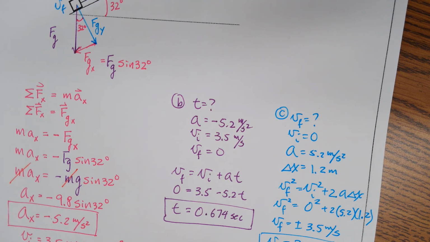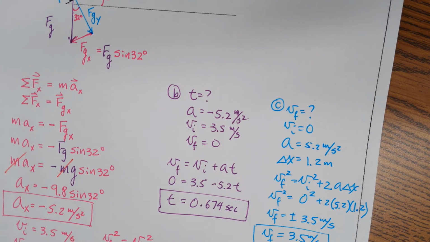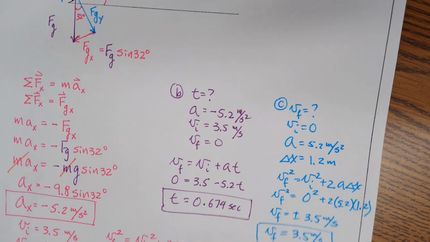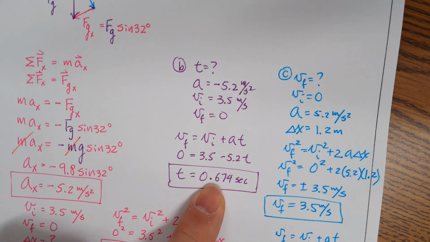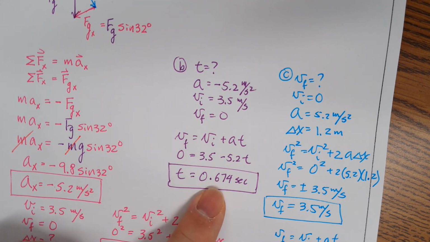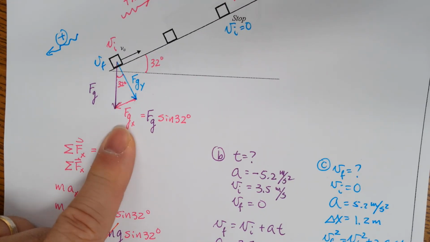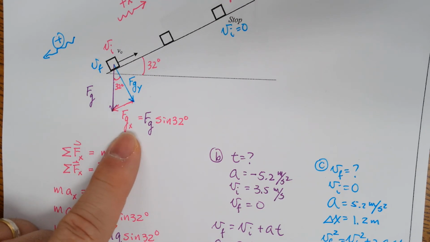Okay? I mean, you could have also used equation 1. If you use equation 1, that works just as well, right? You could have used Vf is equal to Vi plus At. And since you know it takes this many seconds to go up, it's going to take that many seconds to come back down. And that's because there's only one force, Fg. Fgx is the only one that's working on it.